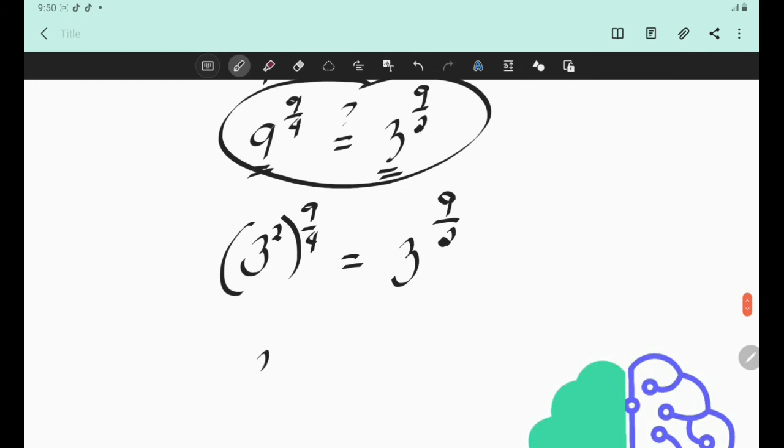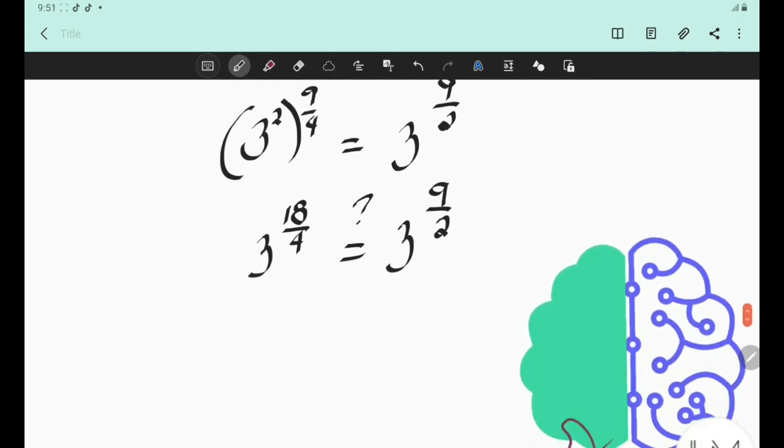So, we have 3 raised to, it will become 18 all over 4. Is it equal to 3 raised to 9 all over 2? Then, we may now simplify 18 over 4. So, bakit naging 18 over 4? Di ba, we have 3 squared raised to 9 all over 4. So, yung 2 na exponent ni 3, i-multiply natin siya because that is power rule.